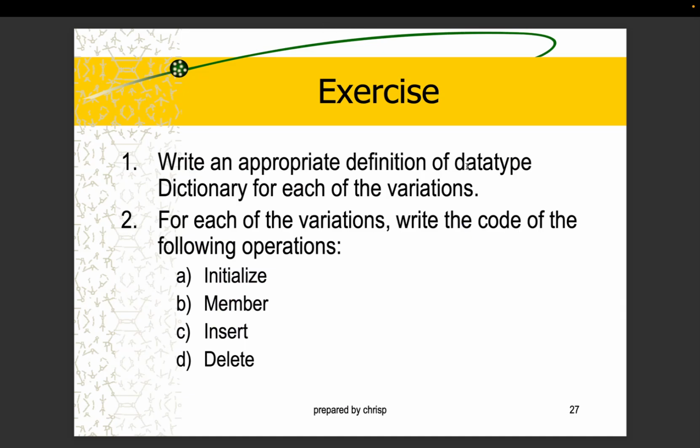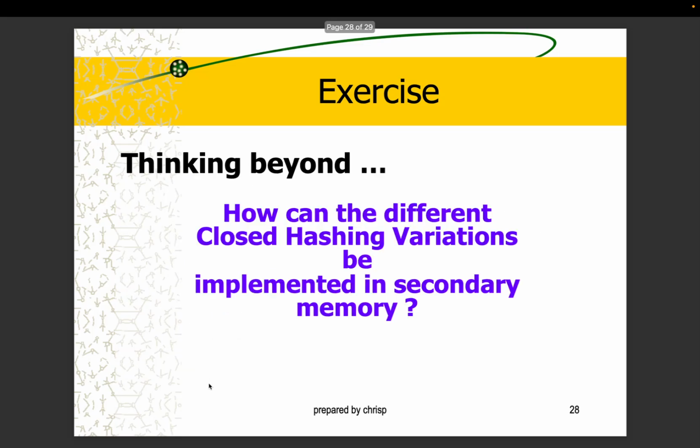So for each of the variations, write the code of initialize, member, insert, and delete. And thinking beyond, how can the different closed hashing variations be implemented in secondary memory? You don't really need to think about that.